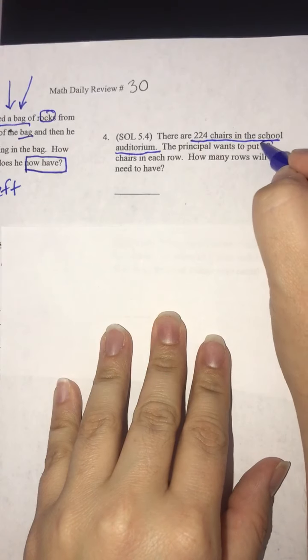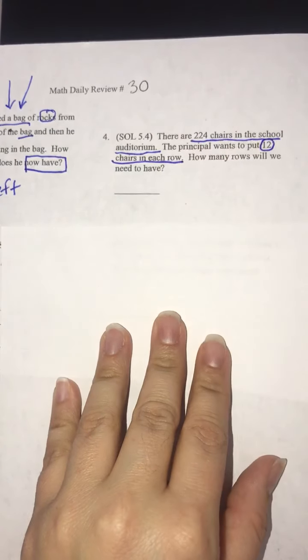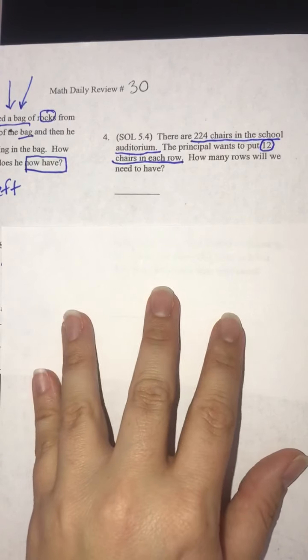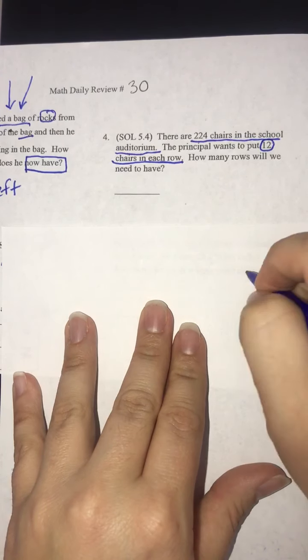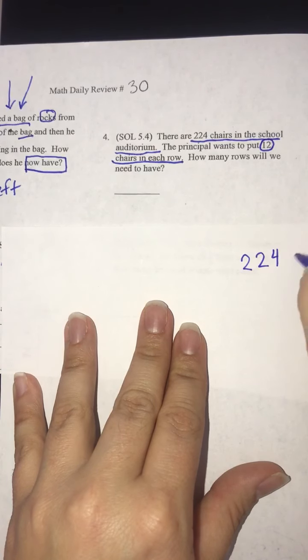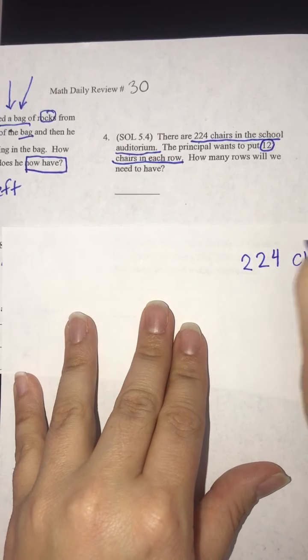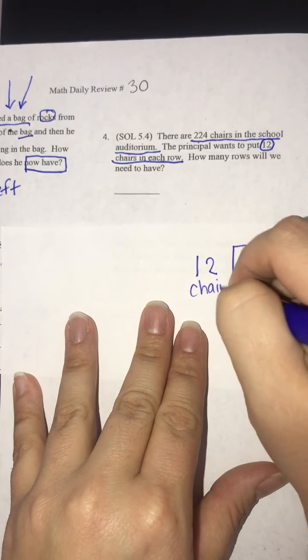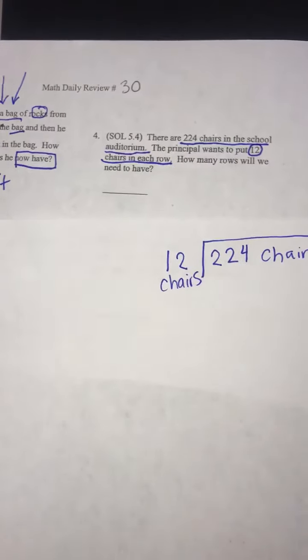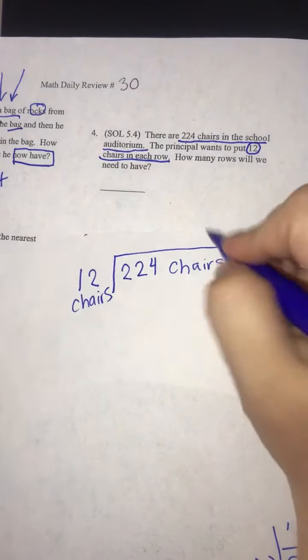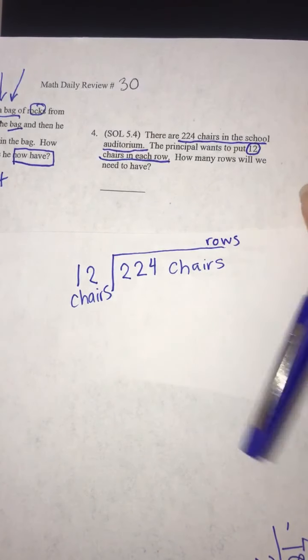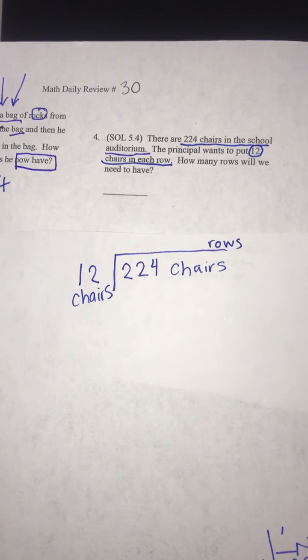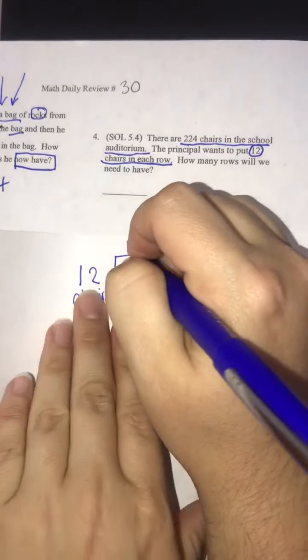So the principal wants to put 12 chairs in each row. How many rows will we need to have? Okay, so we're going to take the original amount, which is 224 chairs, and we are going to divide it by 12 in each row. And then this should tell us how many rows we will need to make. Okay, since this is a word problem, I'm okay with you using your calculator. You'll type in 224 divided by 12, and you're going to get something like this.